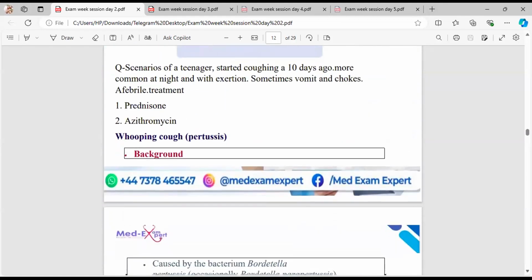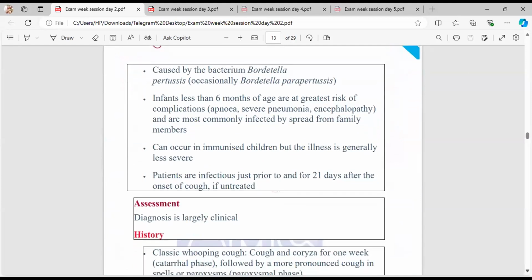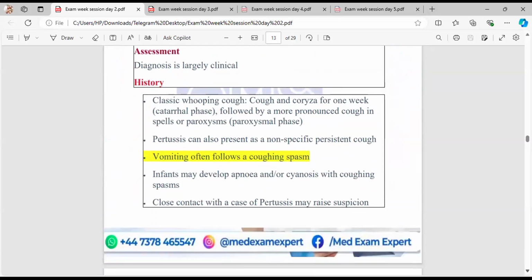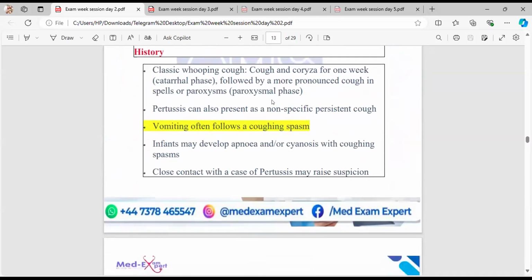So here I made the diagnosis pertussis, caused by bacteria, and infants less than 6 months of age are at risk of complications. Assessment: diagnosis is largely clinical, and this is the history. Classic whooping cough is a cough for 1 week, followed by a more pronounced cough in spells or paroxysms. Our patient has a 10-day history of cough. Pertussis can also present as a non-specific persistent cough. Infants may develop apnea or cyanosis with coughing spasm.